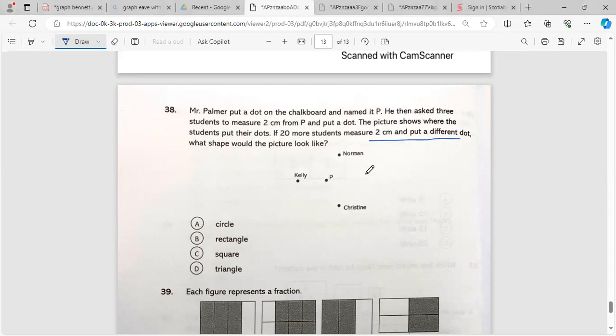Somebody might say it's a triangle, but they're different spots. You can put a spot here, you can put a spot here, you can put a spot here, you can put one here. So it would be a circle. I agree. Yeah, it would be a circle, guys.